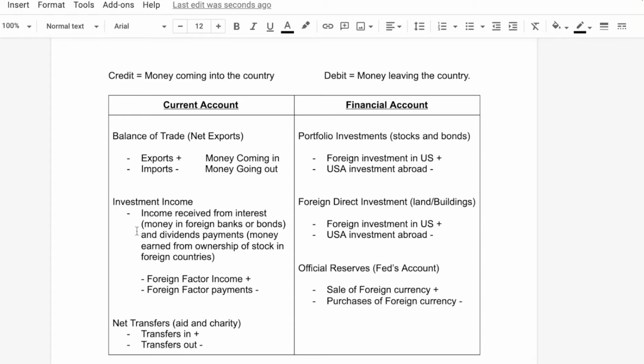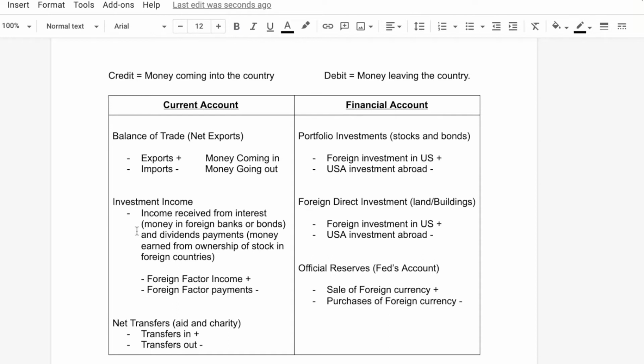So transfers in would be money coming into the country in the form of charity or aid, or maybe someone sending money back to, like, a spouse. A couple of examples: one example of a transfer coming in and being a credit to the current account would be if we had a hurricane in the southeastern part of the United States and people in other countries sent charity or aid to help out with the survivors of the hurricane.